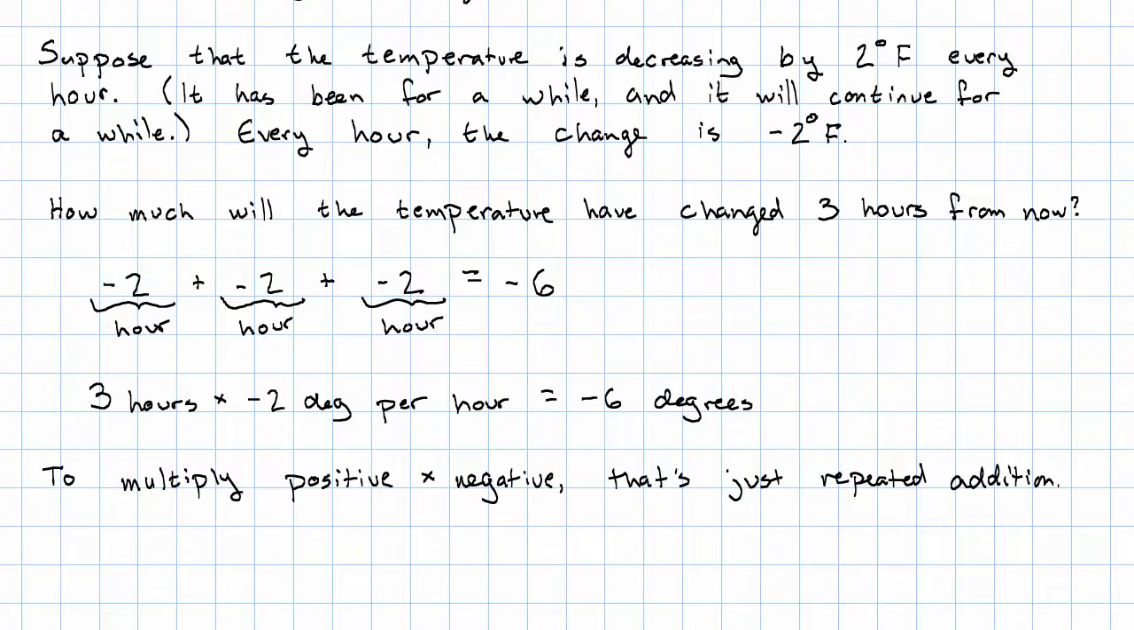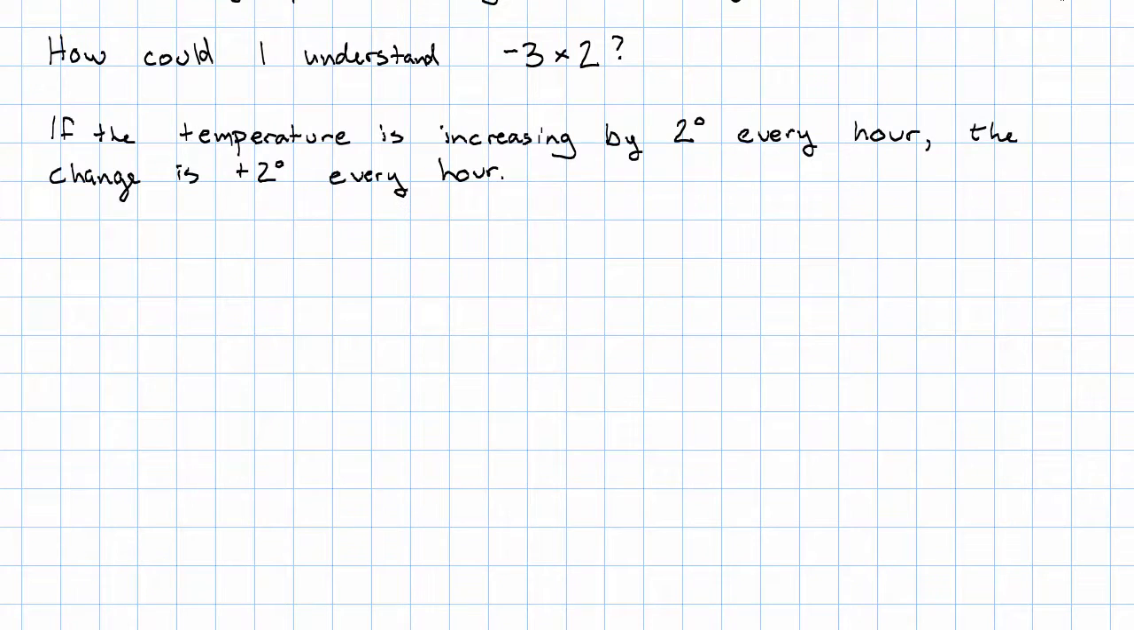Okay, how could I understand the signs the other way around? That is, how could I understand negative 3 times positive 2? All right, let's think about this story. If the temperature is increasing by 2 degrees every hour, then the change is positive 2 degrees every hour. Okay, but how could I multiply that by negative 3 hours?